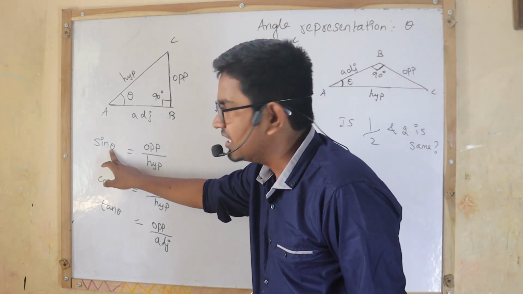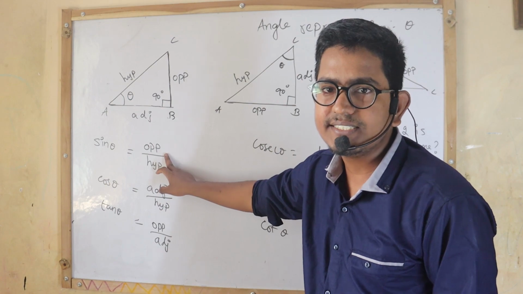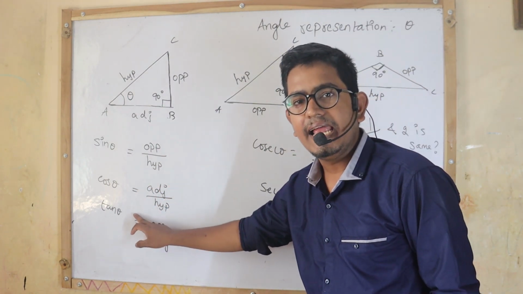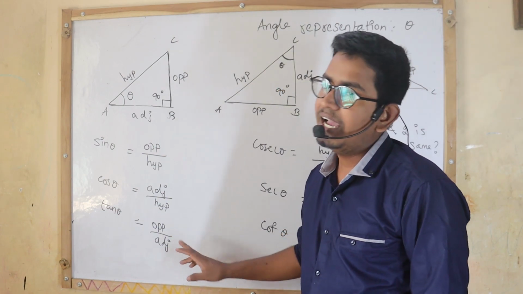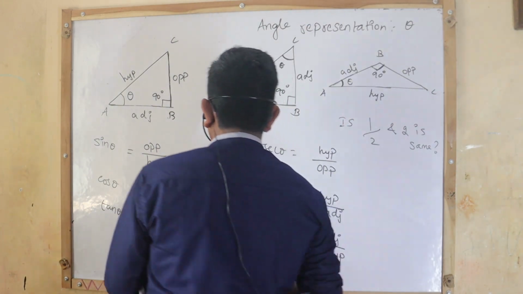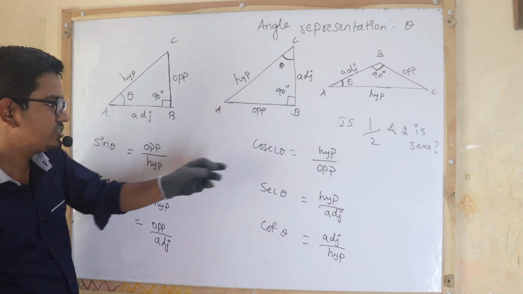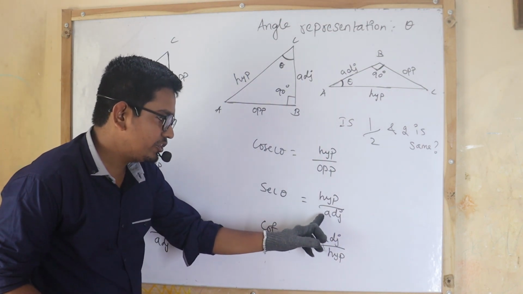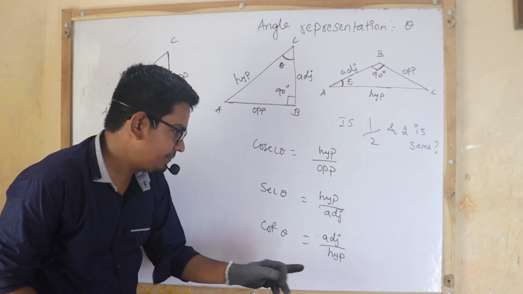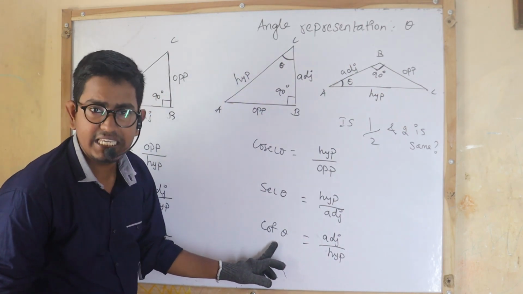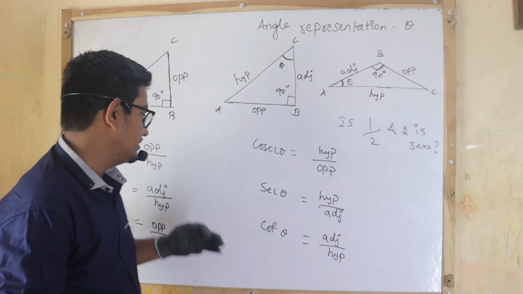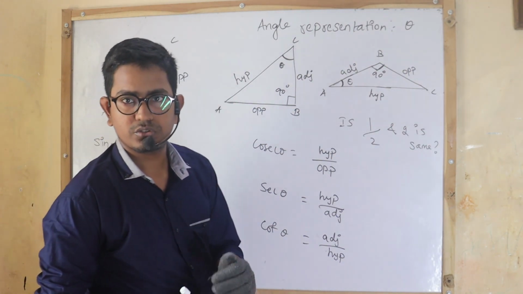So here the sine theta formula is opposite side by hypotenuse side, cos theta formula is adjacent side by hypotenuse side, tan theta formula is opposite by adjacent side. The reciprocal of opposite by hypotenuse is hypotenuse by opposite. It is known as cosecant theta. Hypotenuse upon adjacent is known as secant theta. Adjacent upon hypotenuse is equal to cot theta. Right? So these are the 6 trigonometric ratios we are seeing.